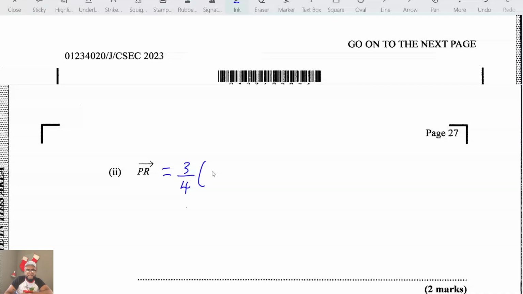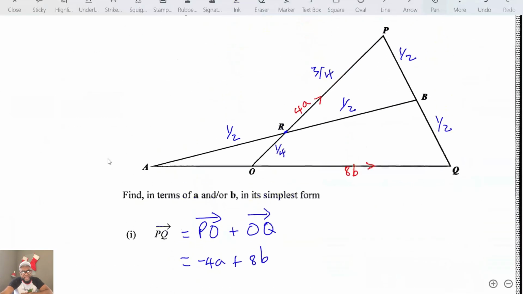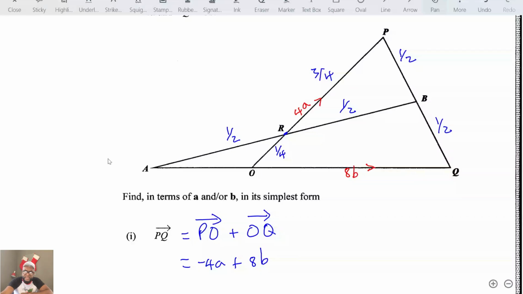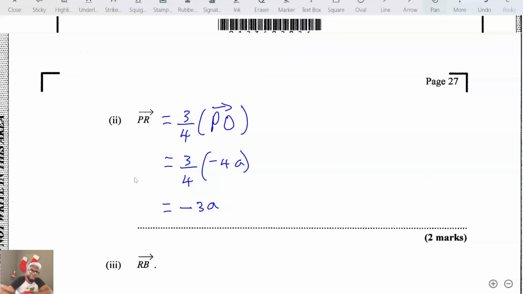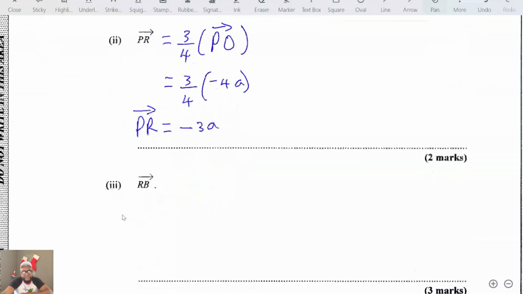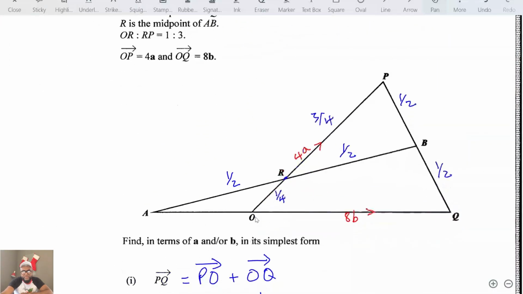So PR would be equal to 3/4 of PO, right? Which will be 3/4 of negative 4A, and this will give me negative 3A. 4 into 4 cancels, 3 multiplied by negative A will give me negative 3A. That is what PR is. Then RB.